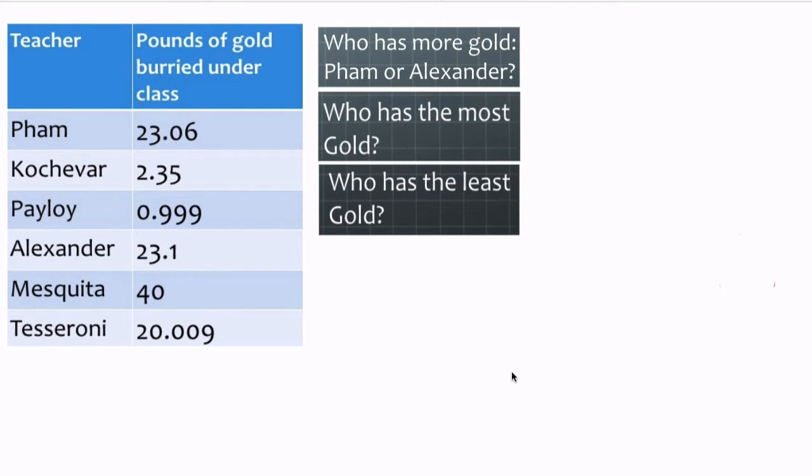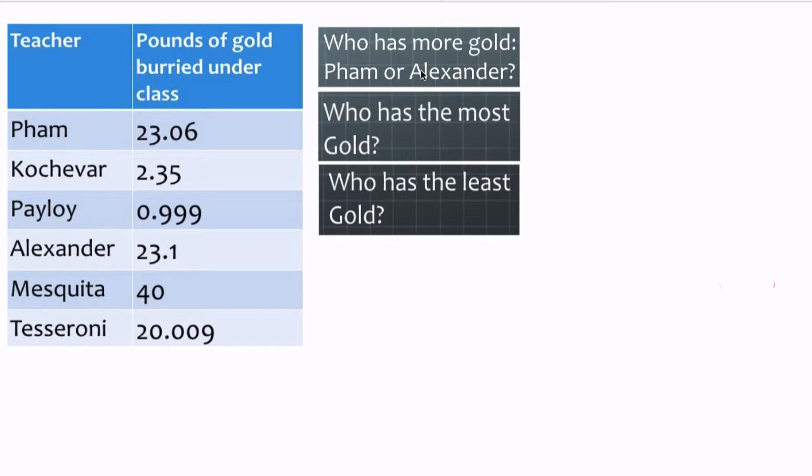Hi, everybody. So let's take a look at this problem. This is something like what you might see on your interim assessment, and it looks like there's a table here with some data in decimal notation, or decimal numbers. In the left column we have a bunch of teachers, and in the right column it shows how much gold is buried under their classrooms. Now that's kind of silly, but basically they're asking us who has the most gold and who has the least. So I think they're just trying to get us to figure out which of these decimal numbers is greater than the others, right?